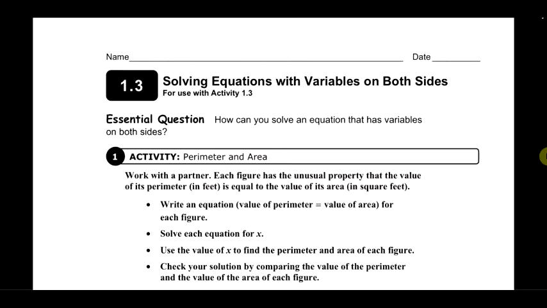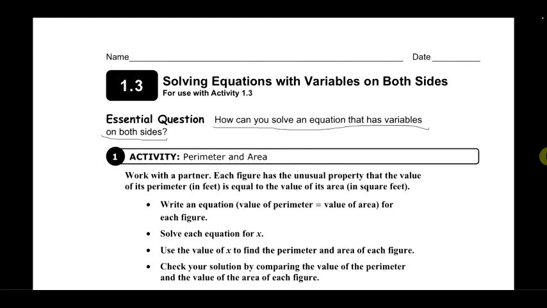Of course, let's underline our central question. So if you guys would do that with me, how can you solve an equation that has variables on both sides? Not too big of a deal if you follow steps. It makes it easy for you.